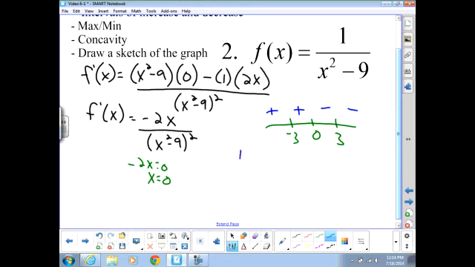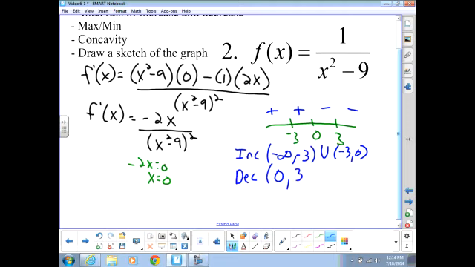So our intervals of increase will be negative infinity to negative 3, and the union of that with negative 3 to 0. Our intervals of decrease are 0 to 3, the union of that with 3 to infinity.